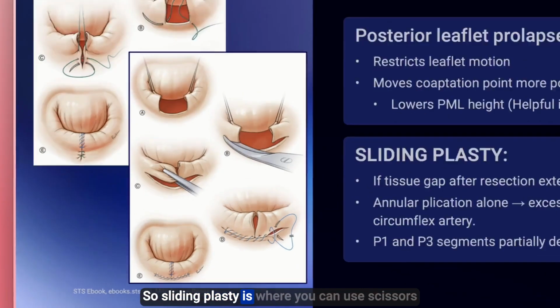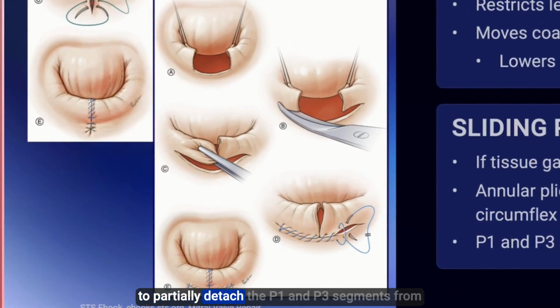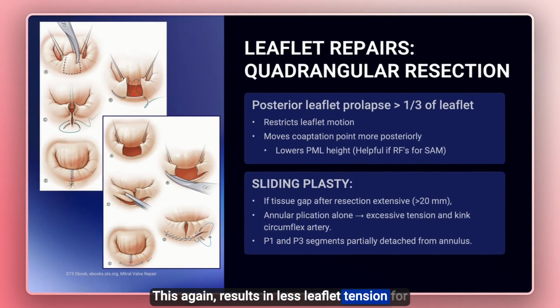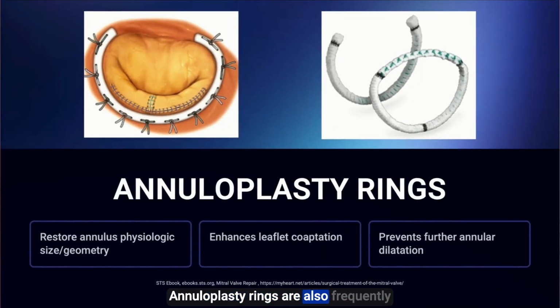So sliding plasty is where you can use scissors to partially detach the P1 and P3 segments from the annulus and slide those together to close those with sutures and also close the annulus. This, again, results in less leaflet tension for those large defects that require large resections. Annuloplasty rings are also frequently used in mitral valve repair surgeries. They help because they restore annular physiologic size and geometry, they can enhance leaflet coaptation, and they can also prevent further annular dilation for more durable repair surgery.